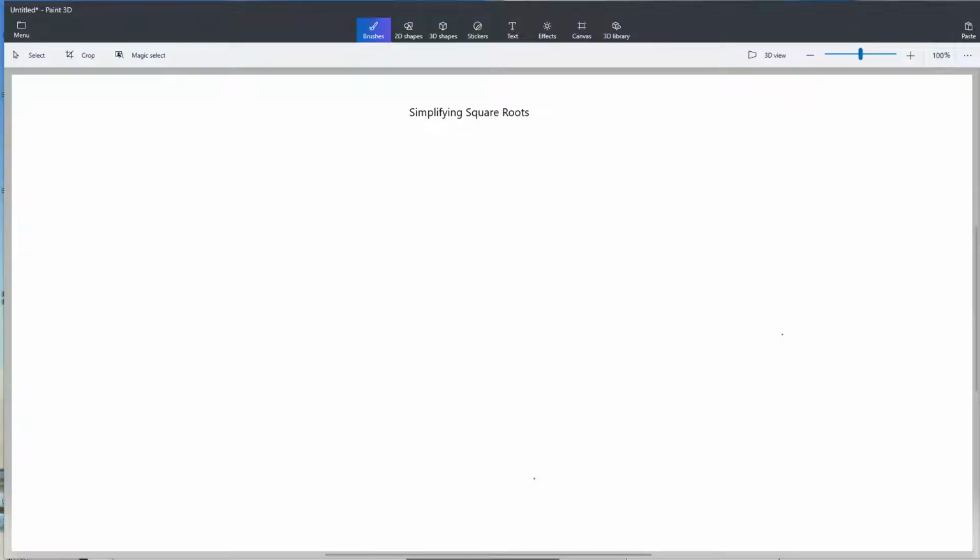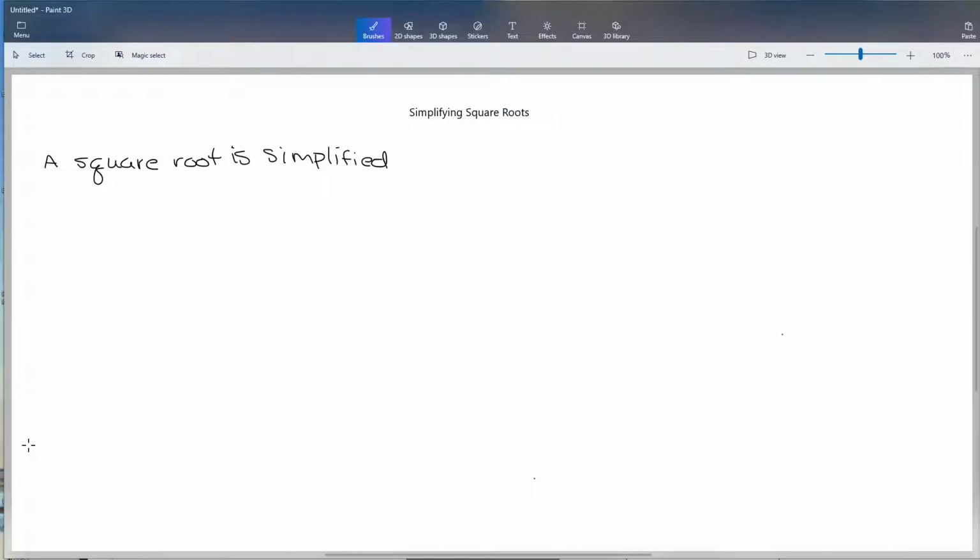Hey everybody, so in this video we're going to talk about simplifying square roots. So the first thing we want to say is, when is a square root fully simplified? Let's talk about the two conditions. The first one is the one that we're going to focus on in this video, and that's there are no perfect square factors.